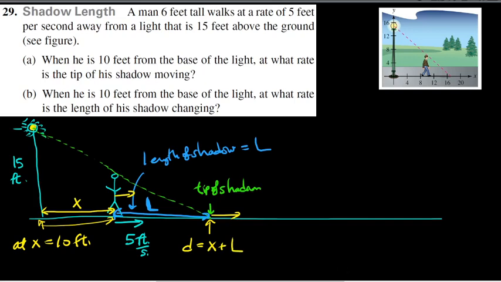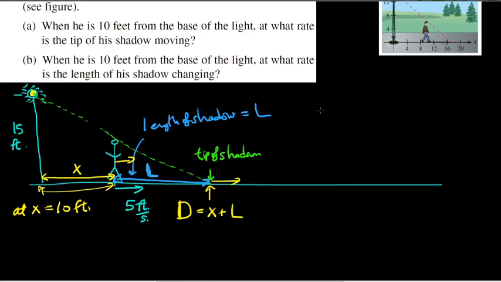And I shouldn't use d, should I? Because that reminds me of derivative. So can we come up with a better letter? S for shadow, I don't want to use S. How about capital D? That's fine, although that symbol can also be used for derivative, but not in this case.